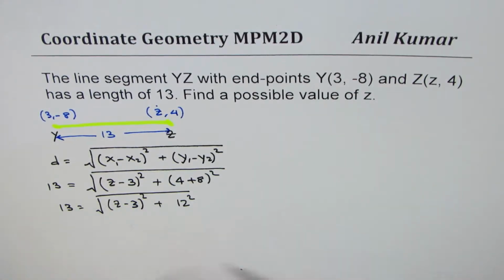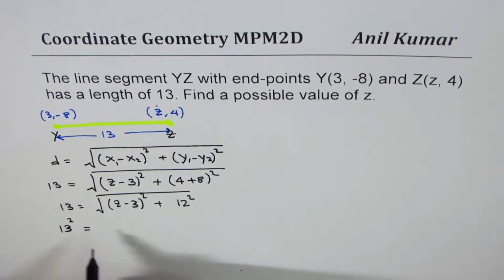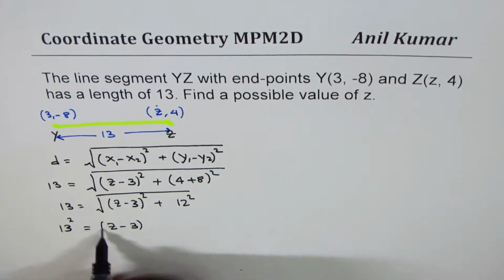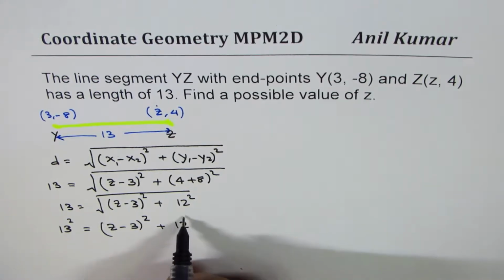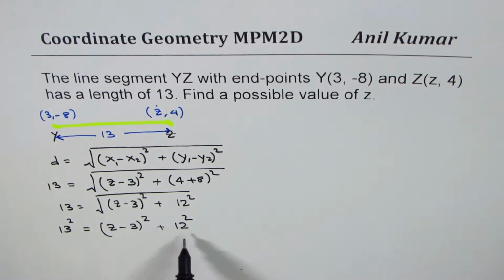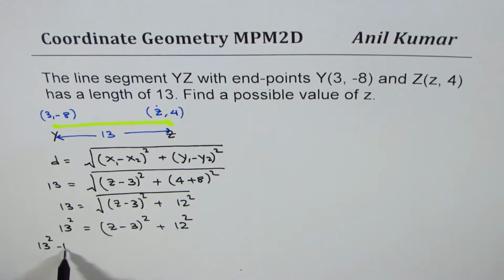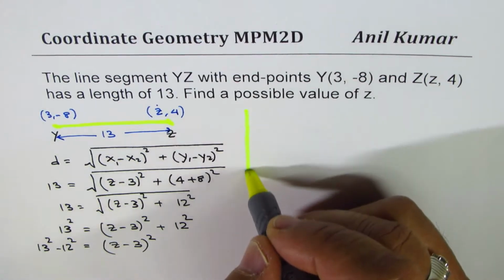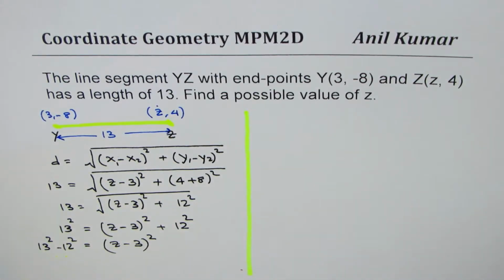Let us square both sides. In that case, we get 13 square equals (z minus 3) whole square plus 12 square. Is it okay? So we squared both the sides. At this stage, you can bring 12 square to the left side and write this as 13 square minus 12 square equals (z minus 3) whole square, right? Now, you can use a calculator to solve 13 square minus 12 square. You could also use factoring techniques to solve, so either way, this could be solved.